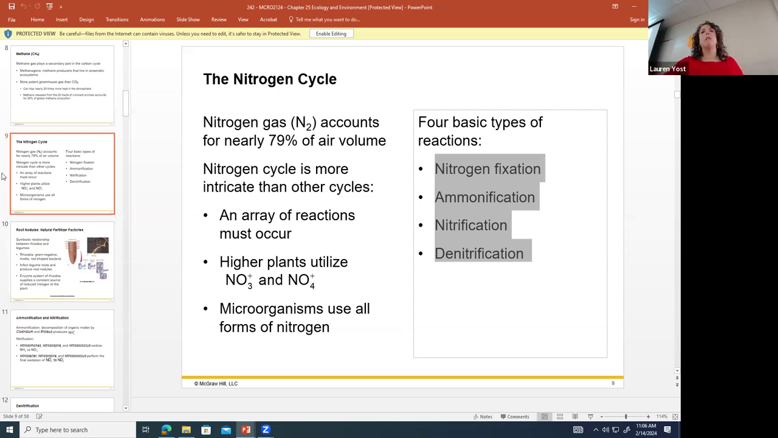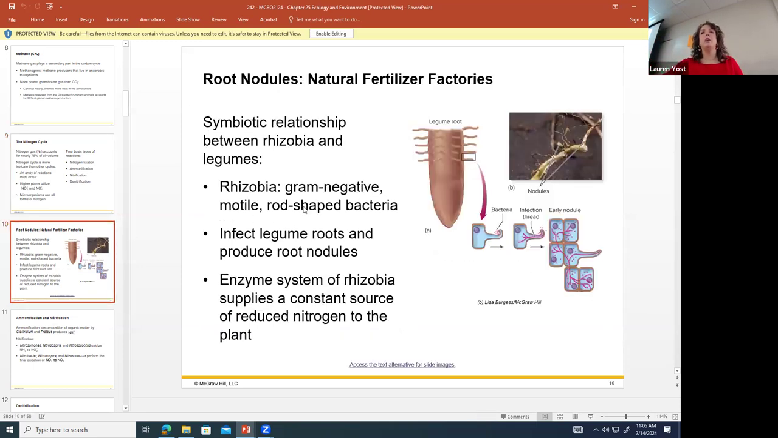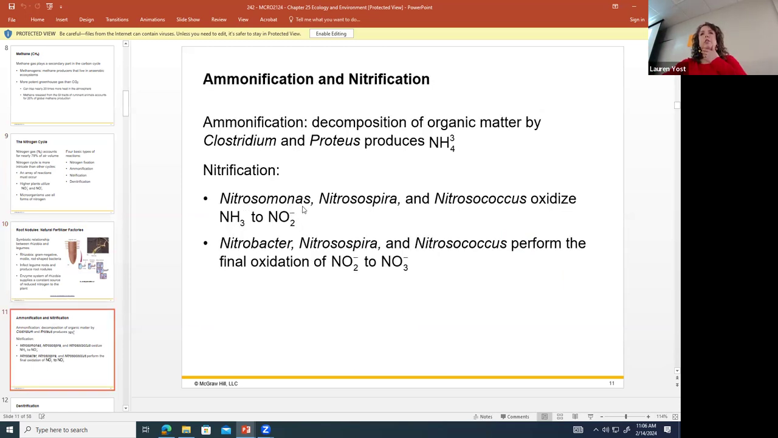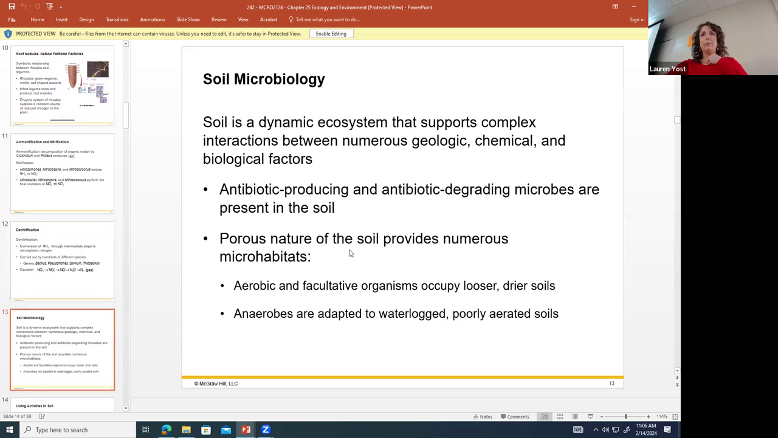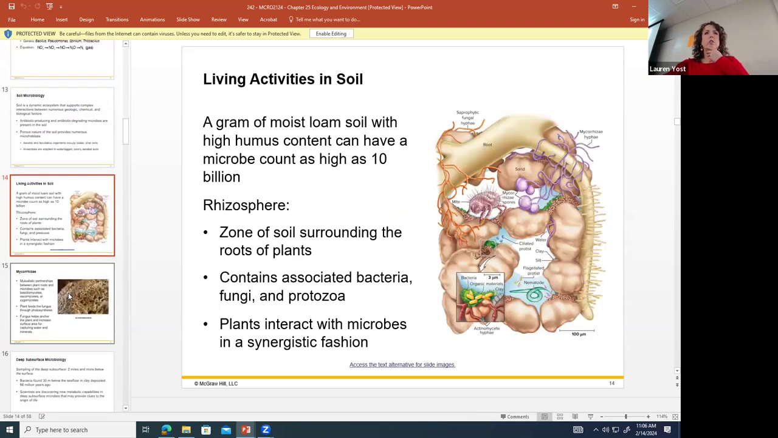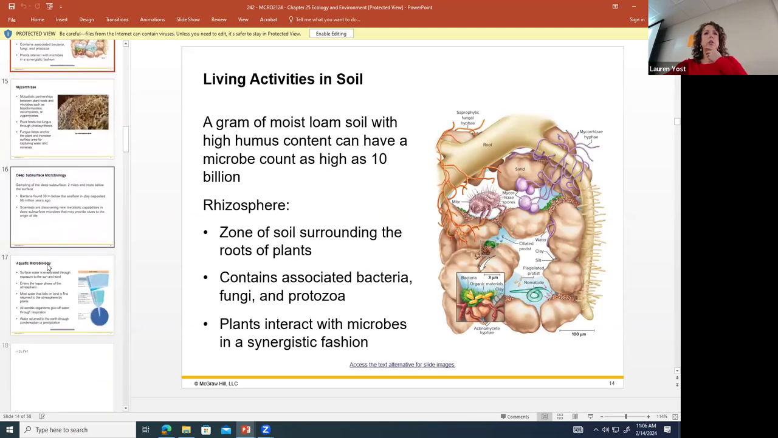Okay. Because I don't care enough about that. But we understand that they do have an impact on plants and how they get their nitrogen. If you want to understand about it, there are slides in here about it. I just don't care. The soil is cool, I guess. I'm just not interested in it.